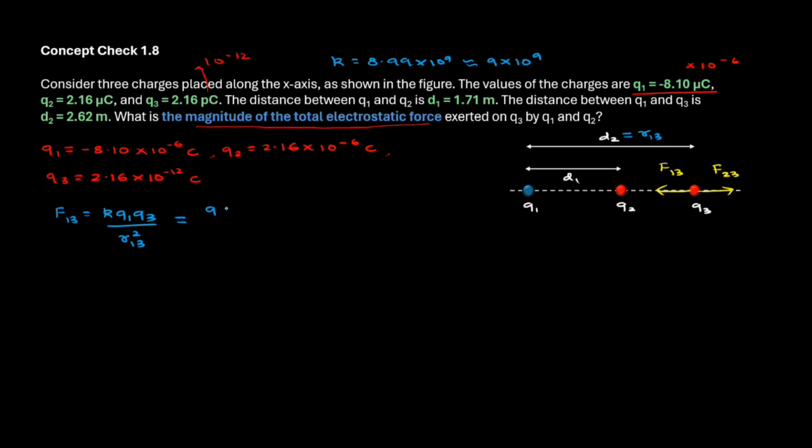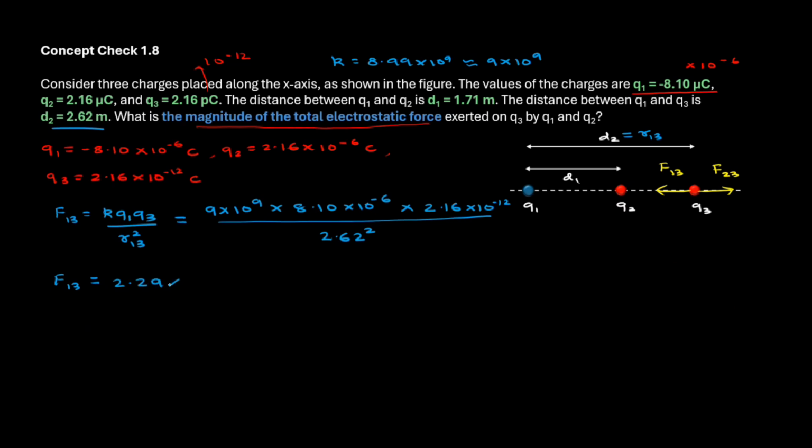So substitute K here, 9 times 10 to the power 9. Q1 is 8.10 times 10 to the power negative 6. When we are solving for force using Coulomb's law, we don't need to put the negative sign of the charge here. We have to take the absolute value. Q3 is 2.16 times 10 to the power negative 12 over R13, which is D2, and the value of D2 is 2.62 squared. And when you solve this, you get F13 to be equal to 2.29 times 10 to the power negative 8 Newton.